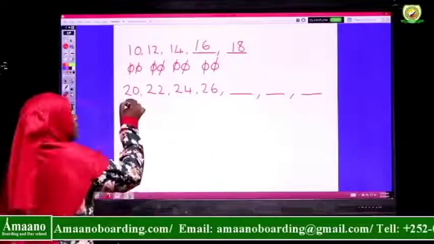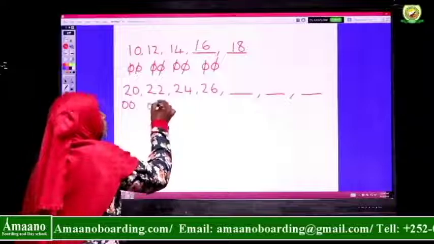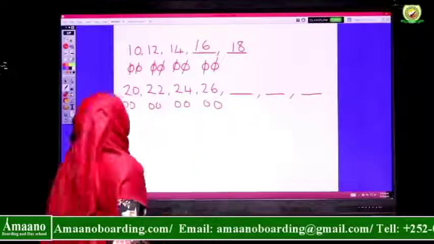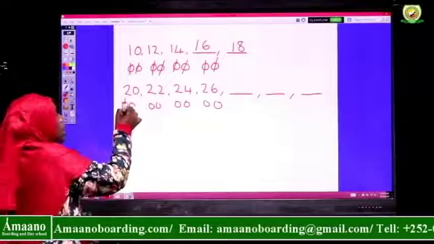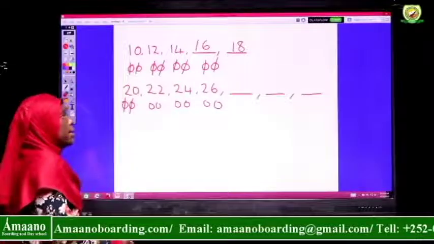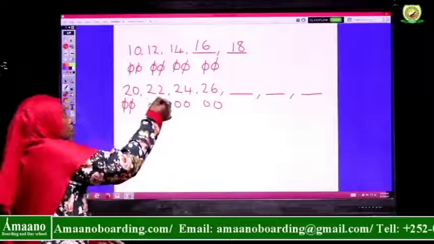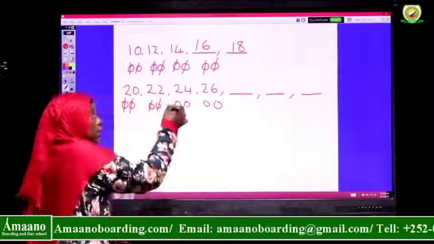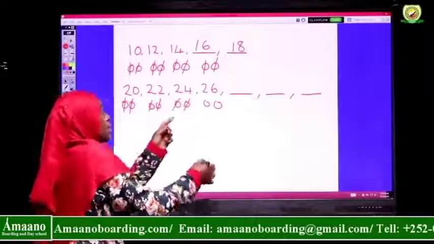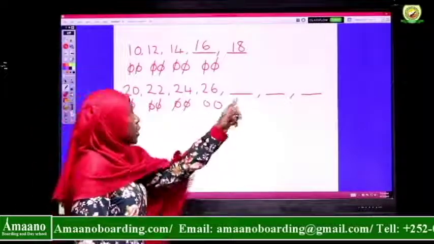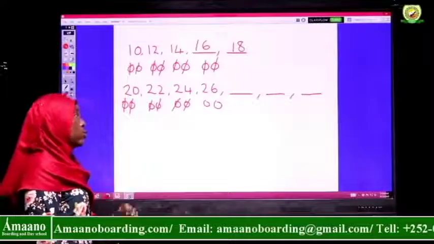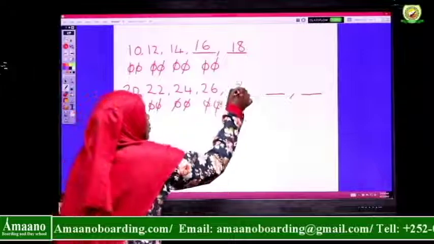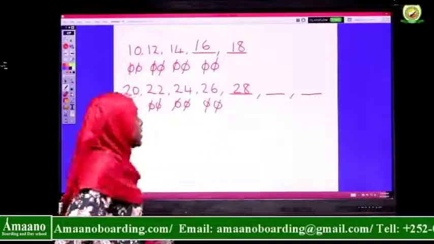Let's move on. 20, 21, 22. Write your answer. Okay? Then we have 22, 23, 24. We get the answer, children. Then after that, 25, 26. There is 26. Now for us to get to the next answer, we are going to have to count 26 plus 2. 27, 28. We write 28 for our answer.